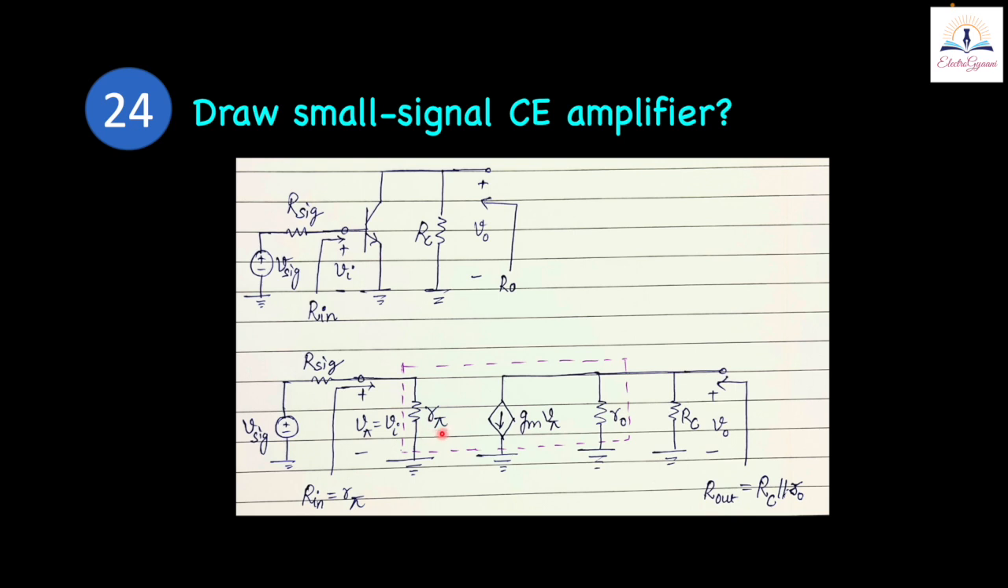So here this is R pi and the voltage across it is V pi. The input resistance is given by R pi, and at the collector side this is Gm V pi. This dependent current source is depending on voltage V pi, and we have R naught. R naught is the base width modulation resistance. RC is drawn as it is. So the output resistance is the RC parallel RO.